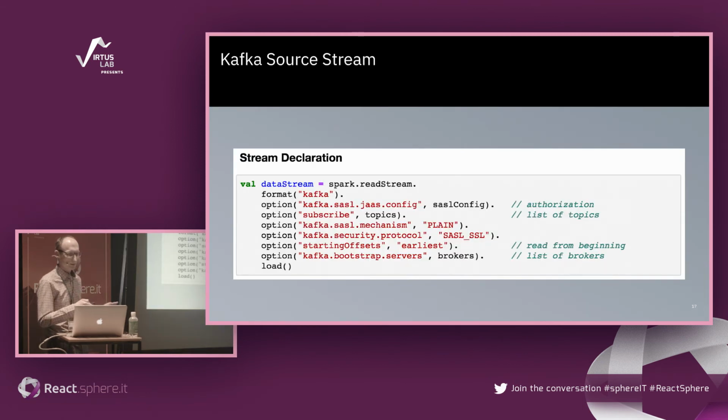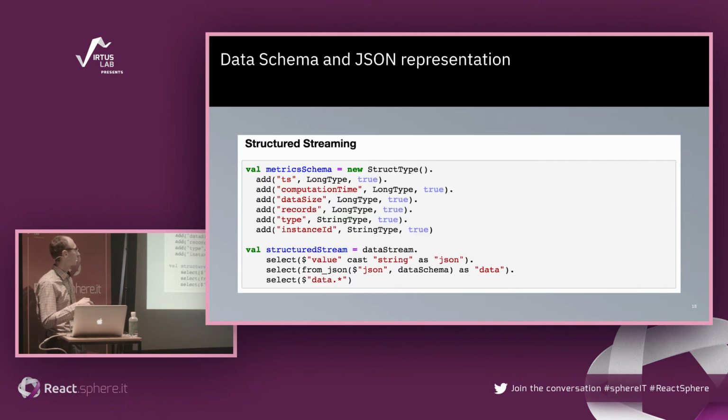Okay, how to listen to Kafka messages. Besides the stuff related to authentication and things like that, you only have to specify the topic or topics, the list of brokers, and where you want to start from, so from the beginning or from the last message, and that's all. So you have your stream, and it's a data frame. So if you know the Spark API, you already have access to the data frame.